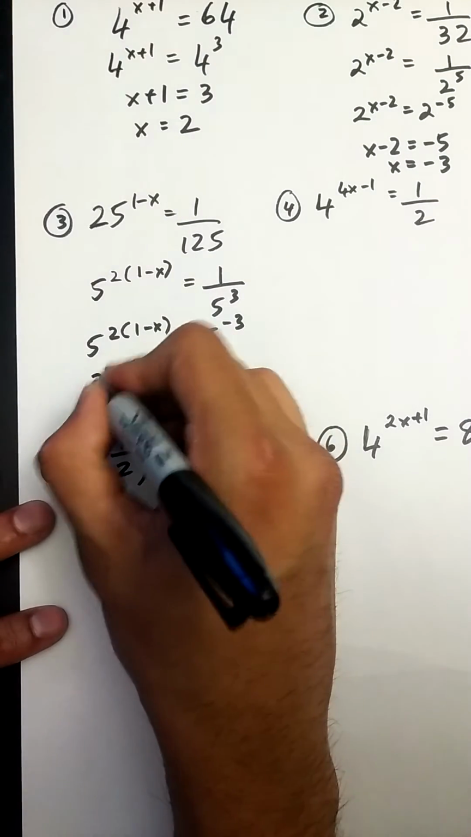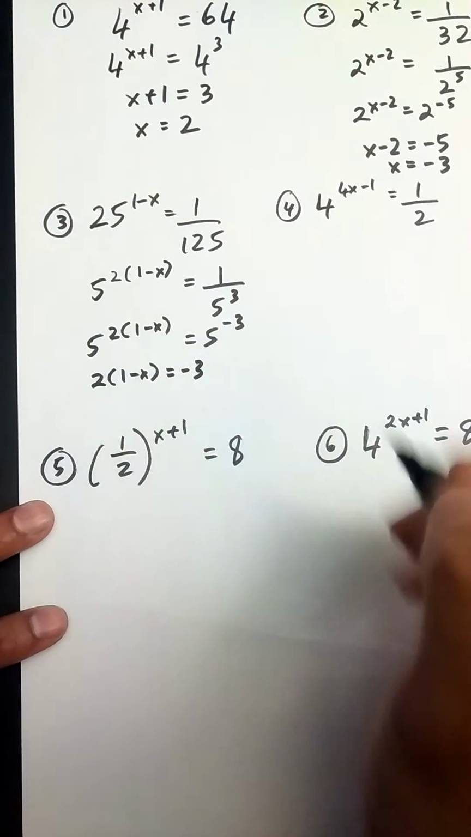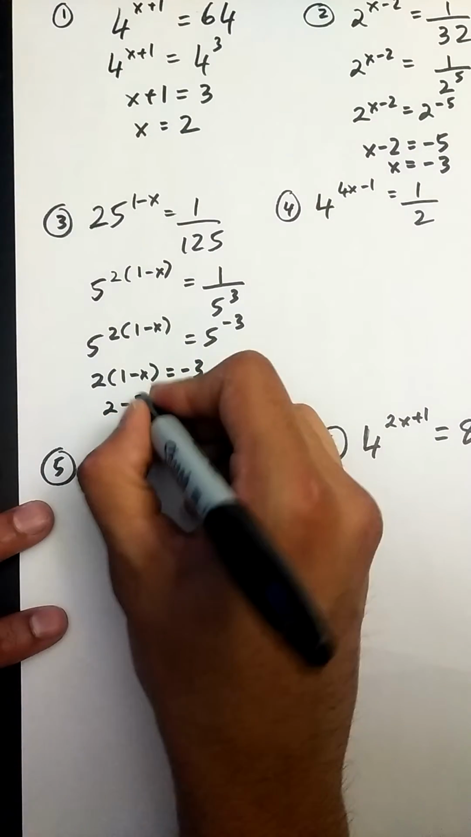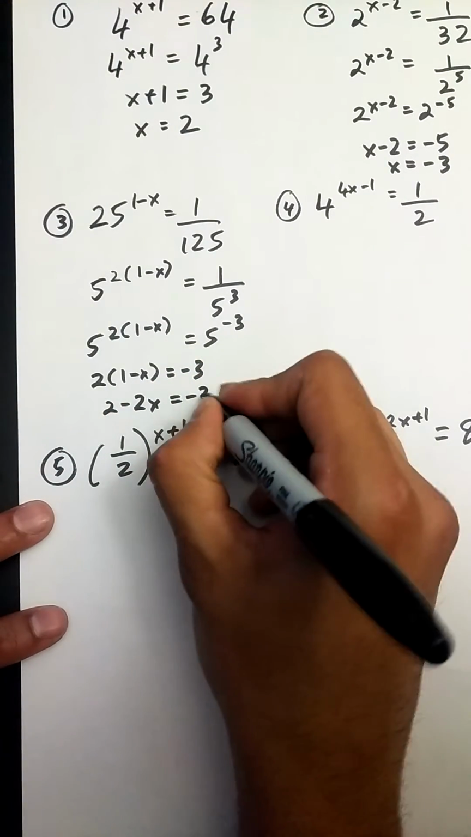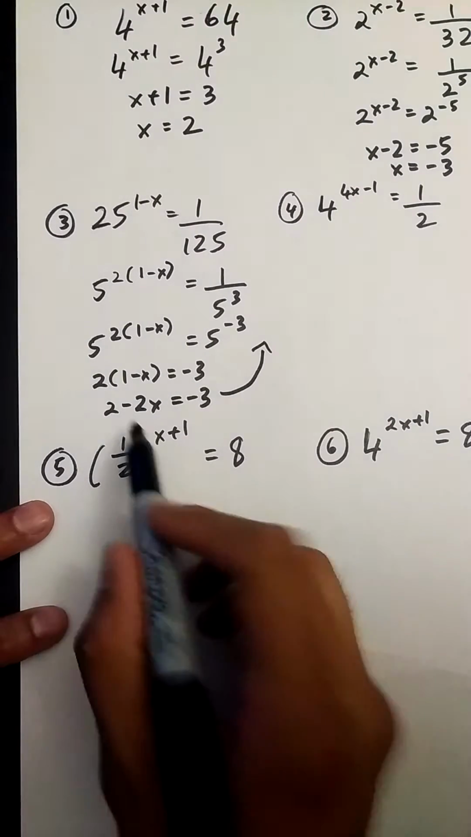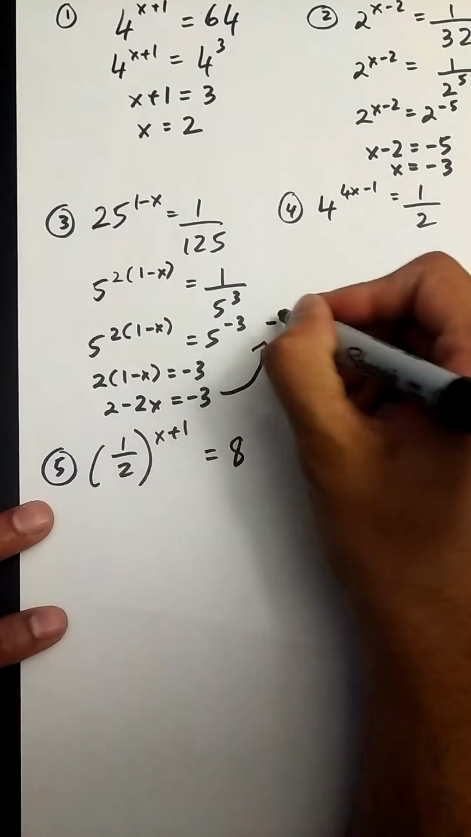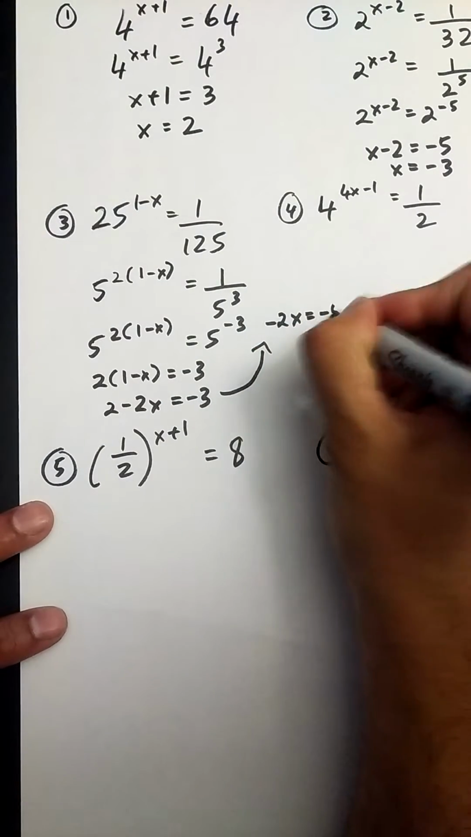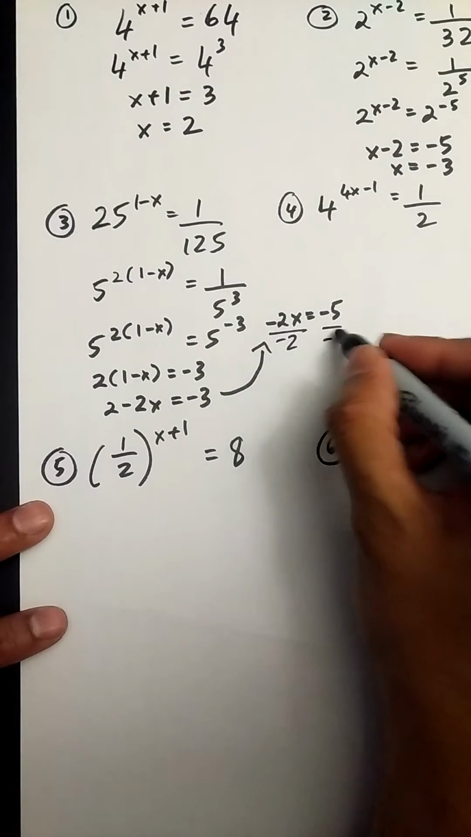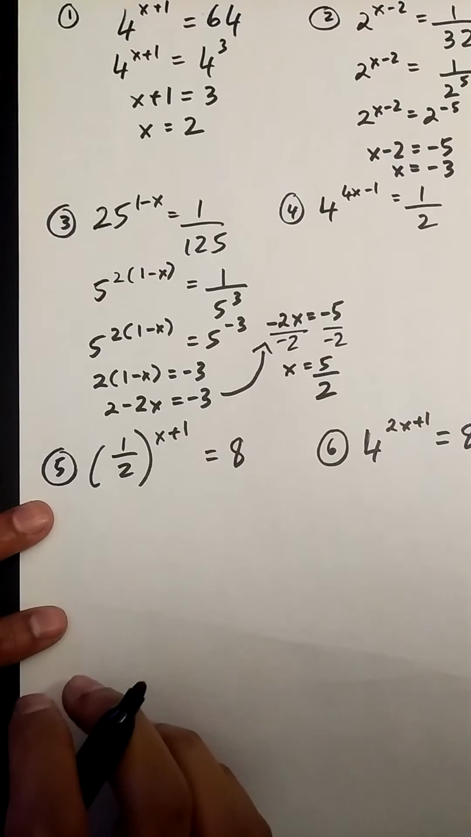Now we can make the exponents equal. So 2, 1 minus x equals to minus 3. I'm going to multiply this into the bracket. So 2 minus 2x equals to minus 3. Let's continue that up there. So now I'm going to take this 2 and I'm going to subtract it on the other side. So I have minus 2x equals to minus 5. Then I'm going to divide both sides by negative 2. So x will equal 5 over 2.